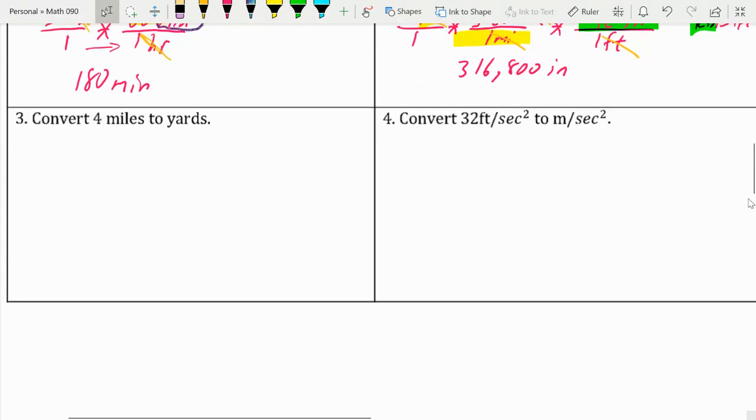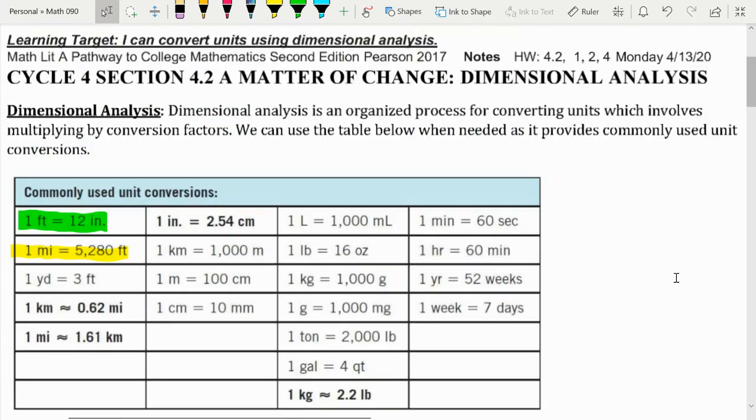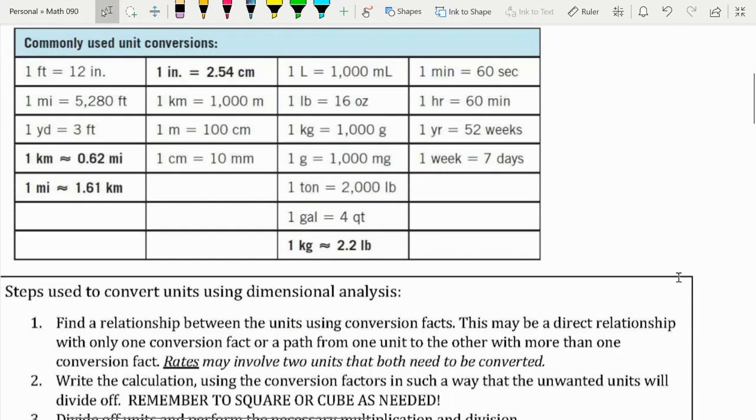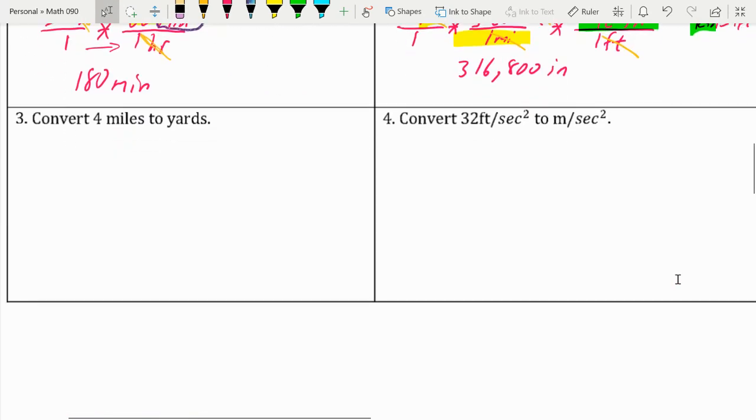All right, number 3. Let me go up here and erase this mess. All right, so number 3, they want me to convert 4 miles to yards. So again, 4 miles, or mi, over 1, and I want to go to yards.